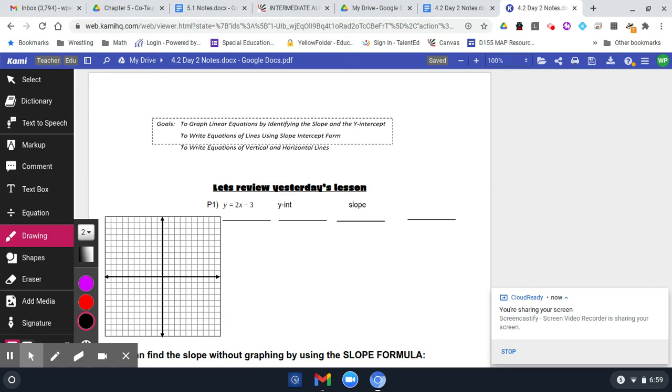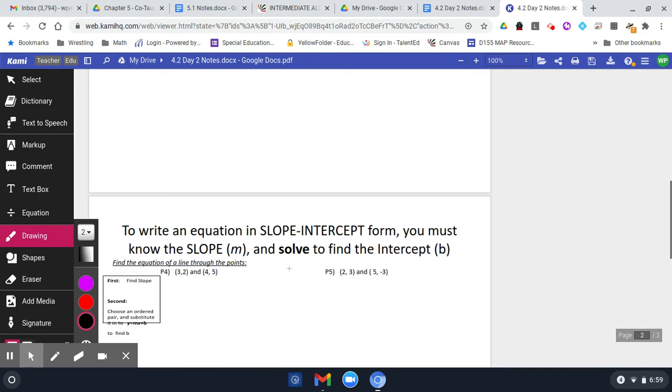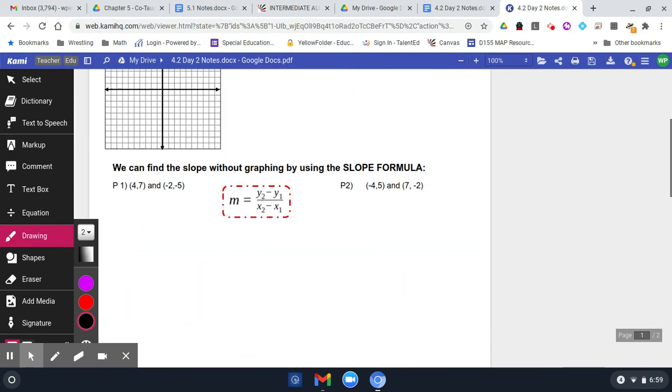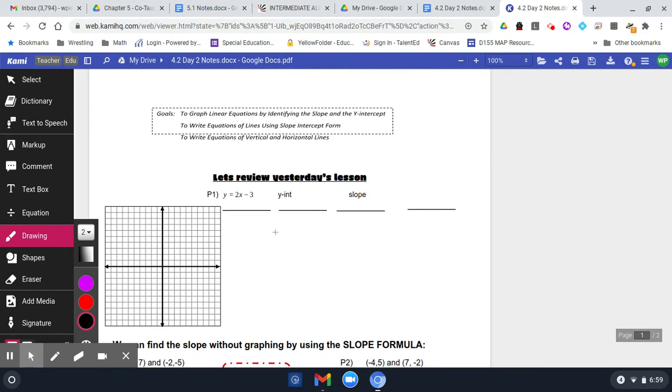All right, guys, we're going over day 2 notes here. Okay, so this top part's similar to yesterday, and then we're getting to the new stuff down below, putting it all together. All right, first off, we did this yesterday.